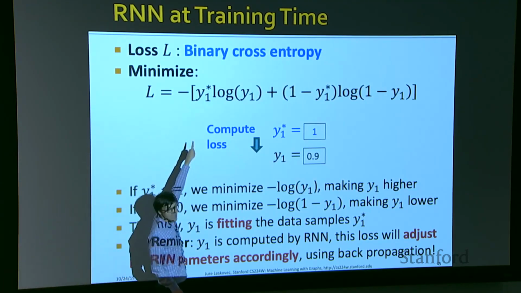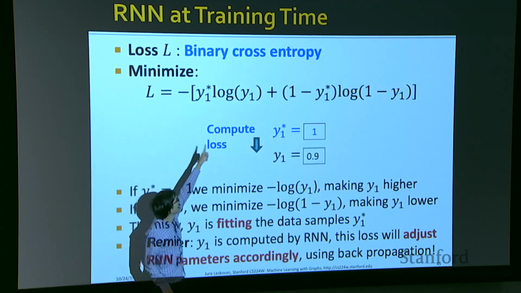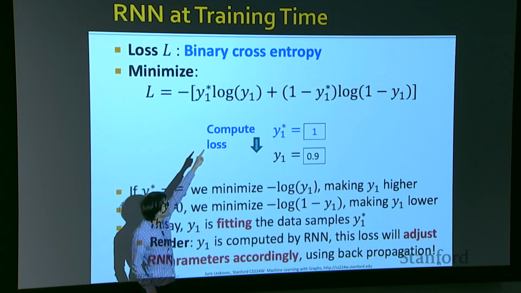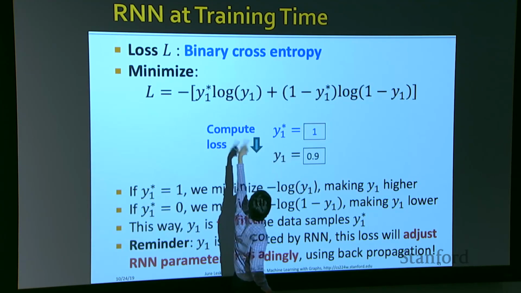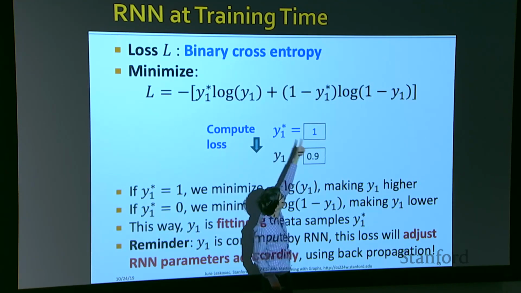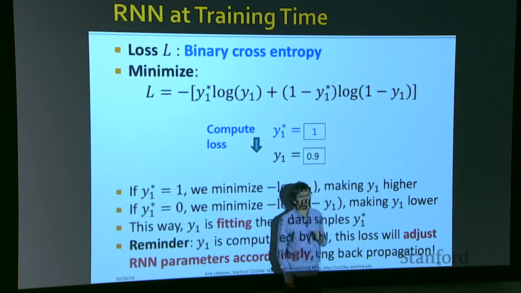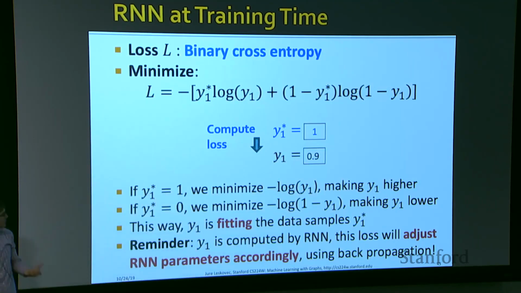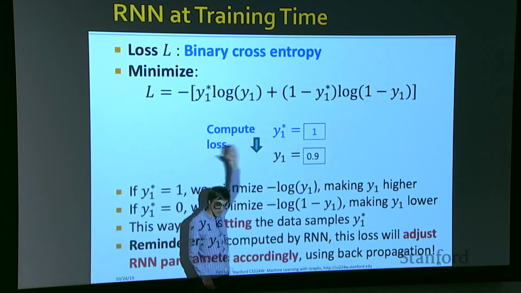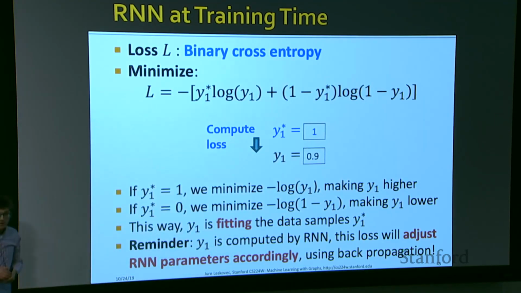If there is an edge, this means y star is 1, then I'm saying what's the log probability that I assigned to that edge. And if there is no edge, then y star is 0, so this term will cancel out. And all that will remain is 1 minus y star times log of 1 minus y. So this is now the log probability of not having an edge, right? This is exactly the same objective function that we talked about in the community detection lecture, where I talked to you about how you define a likelihood of the graph, right?